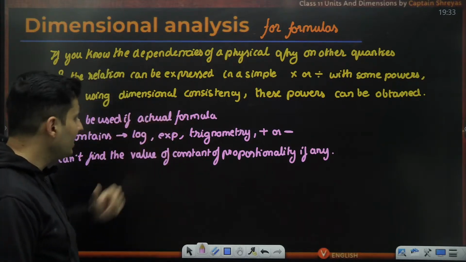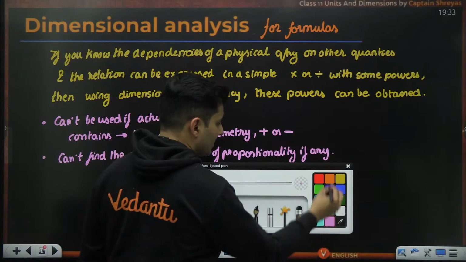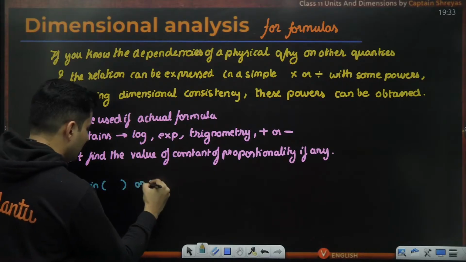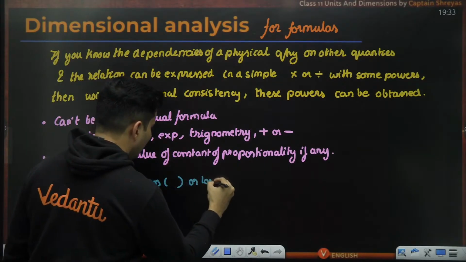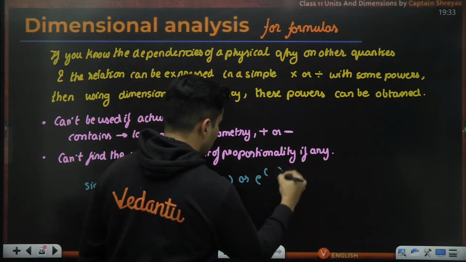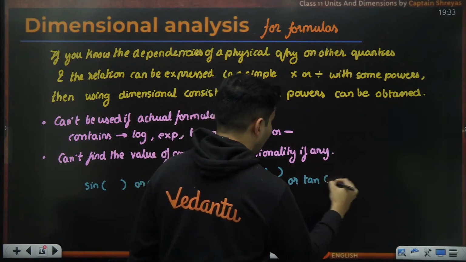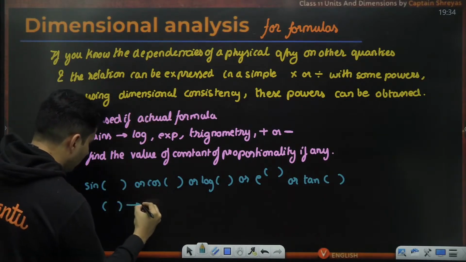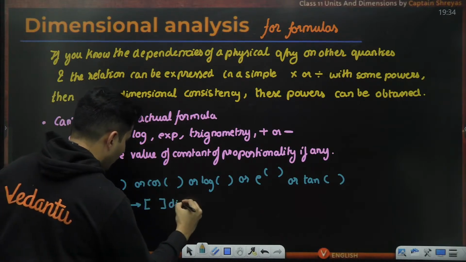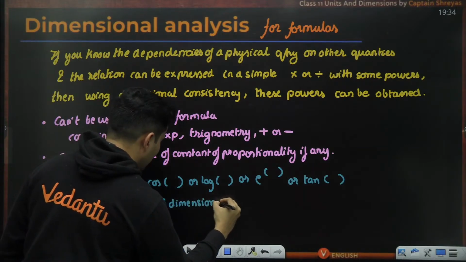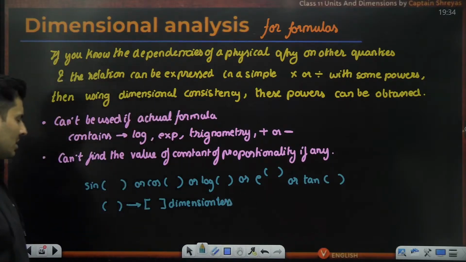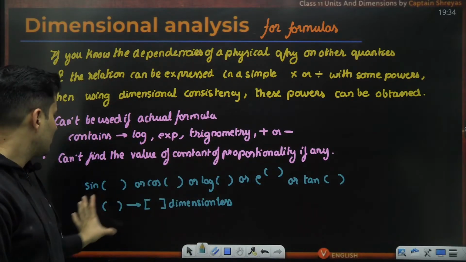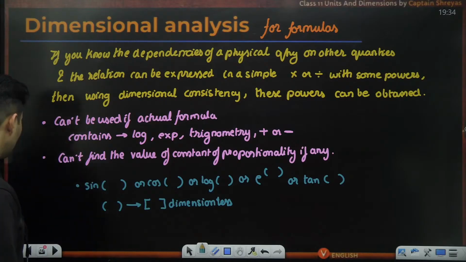Moving on. Let's see how do we exactly use this particular thing. Before we move ahead, just some general information which you should know. If you have sine of something, or cos of something, or log of something, or e raised to something, or tan of something, all these things, whatever is there in that bracket will always be dimensionless. Keep that in mind. Exponential, logarithmic, all these things are without any dimensions. In fact, e raised to that number is also dimensionless. Again, a very important side note which you should be remembering.